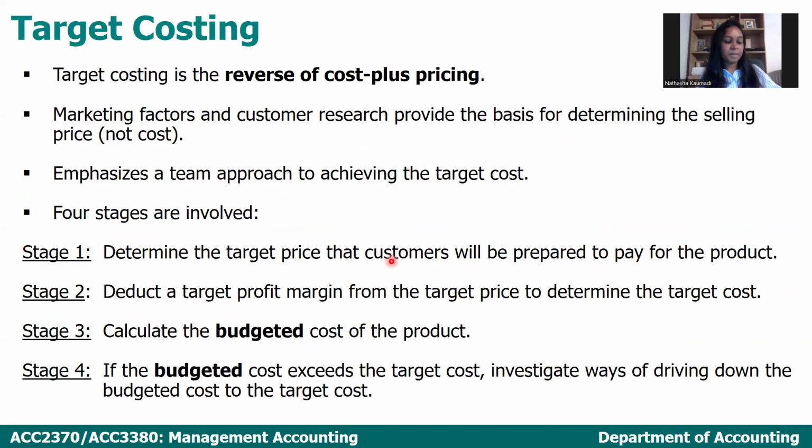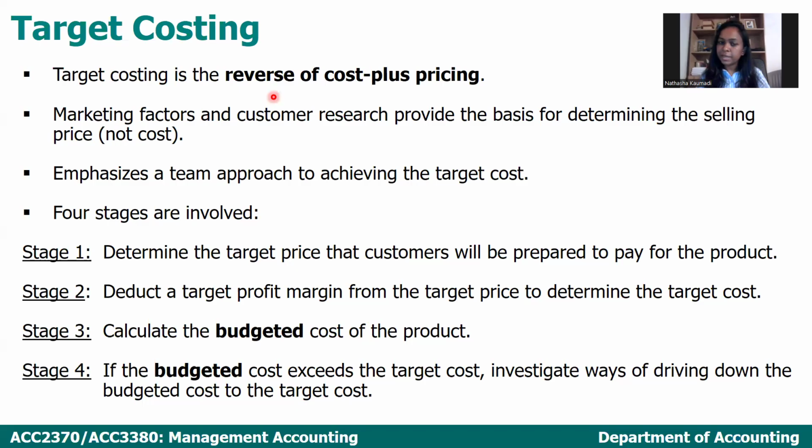Now another concept coming under this, target costing. Now we have discussed cost plus pricing. We took the cost, you added markup, then you arrived at the selling price. Now a different concept but similar to cost plus pricing, target costing. You are targeting the cost now. Basically, target costing is the reverse of cost plus pricing.